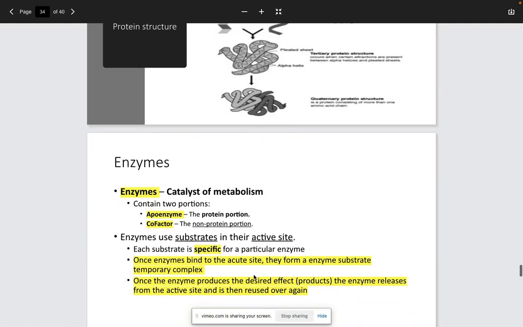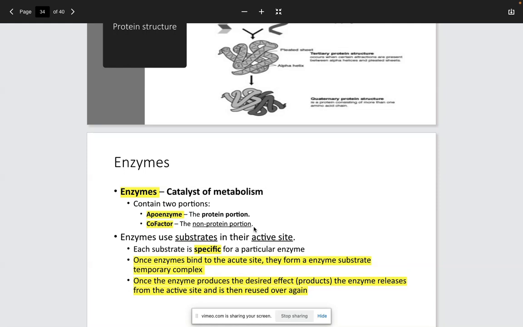Continuing on with proteins, enzymes are a type of protein, right? Enzymes are a type of protein, and they're responsible for catalyzing or speeding up metabolism. So they're a catalyst or they speed up metabolism. There's two different portions of enzymes that I think is important, the apoenzyme as well as the cofactor. The apoenzyme is the protein portion, whereas the cofactor is the non-protein portion. Again, guys, this is just simple memorization.